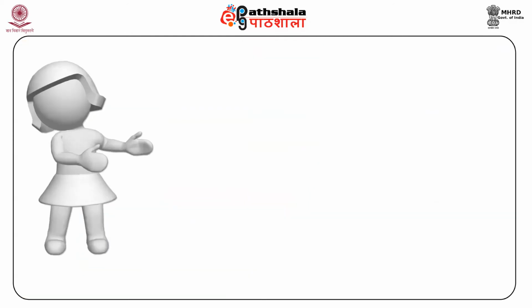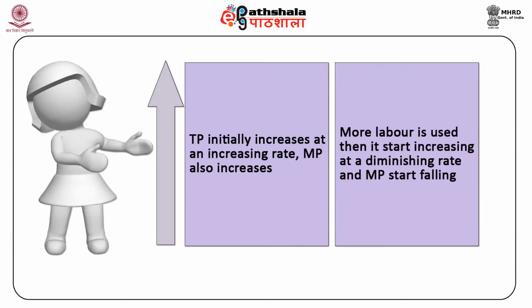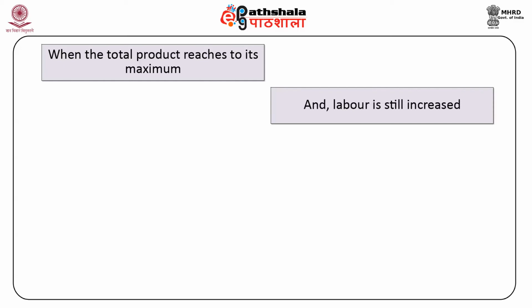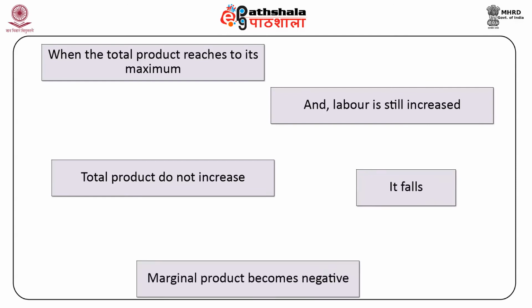Hence, the three stages represent that the total product initially increases at an increasing rate and marginal product also increases, but when more labor is used, then it starts increasing at a diminishing rate and marginal product starts falling. But when the total product reaches its maximum and then when the labor is still increased, the total product does not increase, rather it falls and correspondingly the marginal product becomes negative.